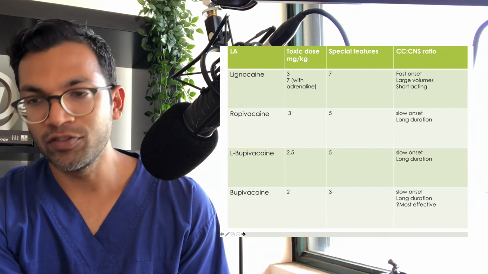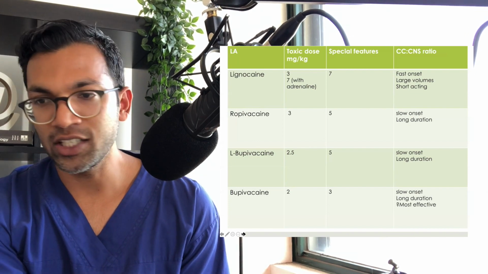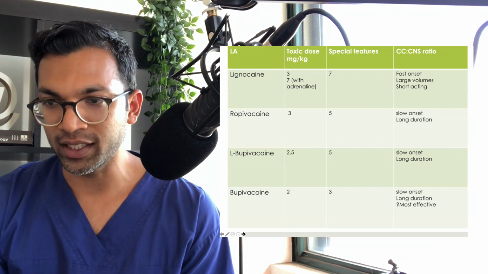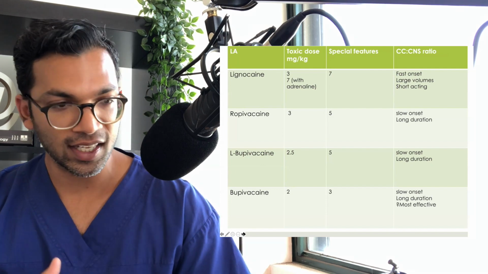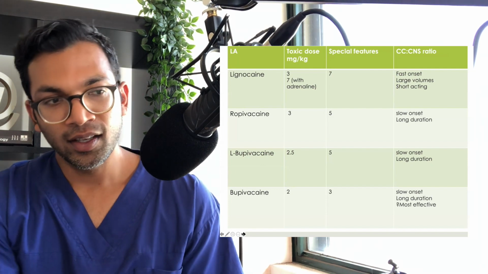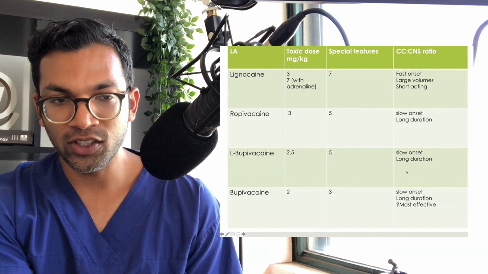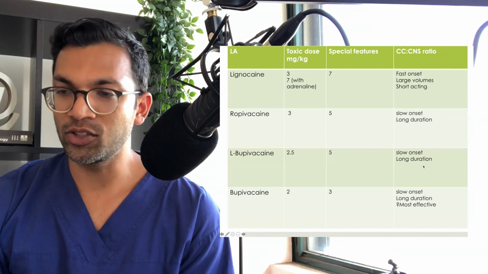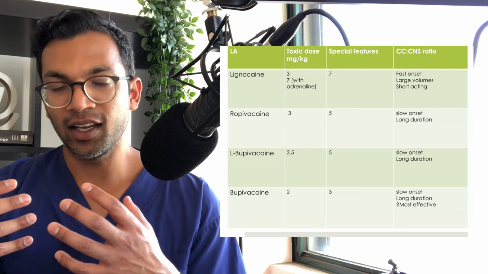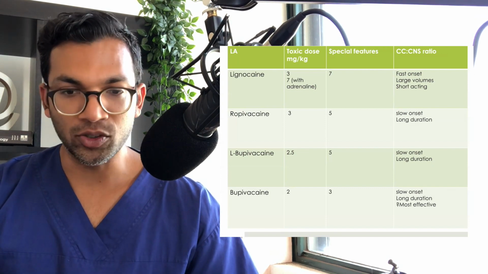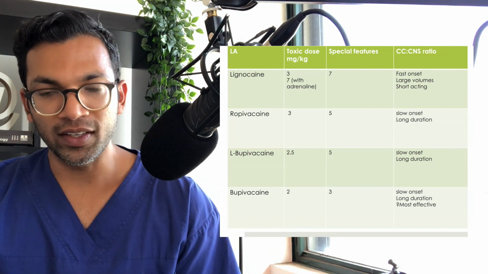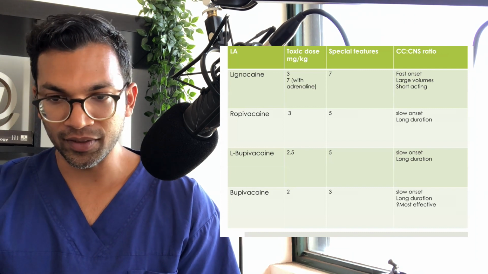So lignocaine has a fast onset. You can use large volumes because it's not very toxic, and it's short acting. So the effect is gone quickly. And sometimes you don't want the effect to last for ages. All the others are relatively slow onset and they're longer duration. So in the practice of doing little lesions, any kind of lacerations, which you'll be doing commonly, you don't really need ropivacaine or L-bupivacaine or bupivacaine.